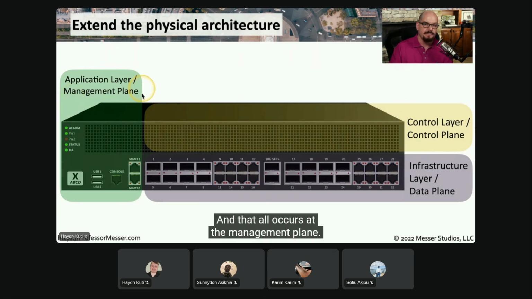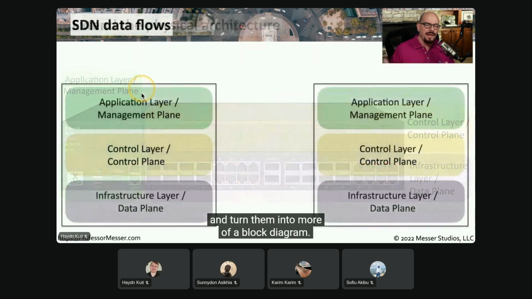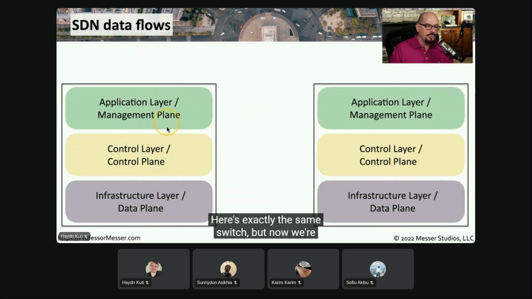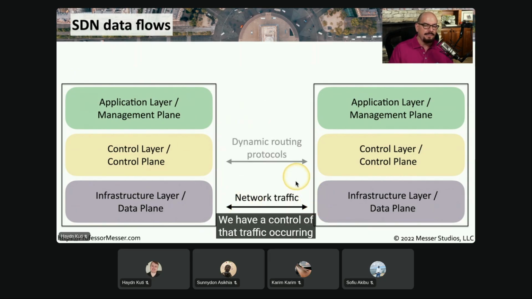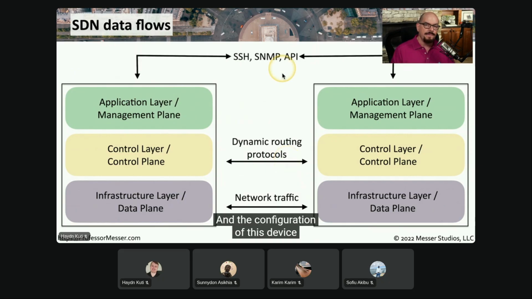And obviously, we'll need to connect to this device over a console or management interface, and that all occurs at the management plane. Now we can take these three planes of operation and turn them into more of a block diagram. Here's exactly the same switch, but now we're only dealing with the data plane, control plane, and management plane in more of a block diagram. We know that our network traffic flows on the data plane of this device. We have a control of that traffic occurring in the control plane, so things like dynamic routing protocols and static routes. And the configuration of this device occurs at the management plane using SSH, SNMP, or application programming interfaces.